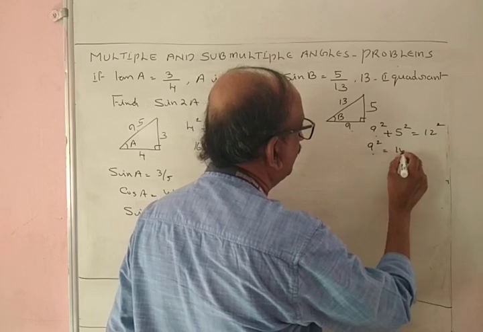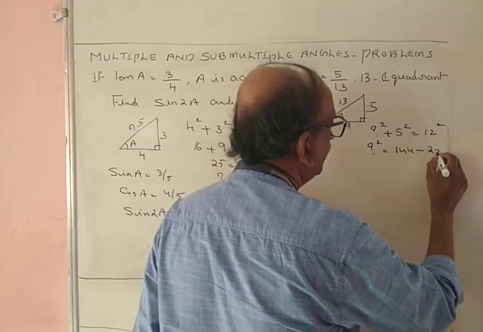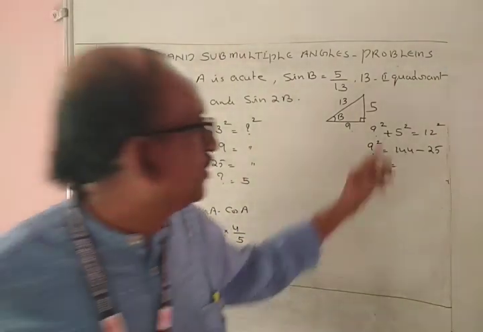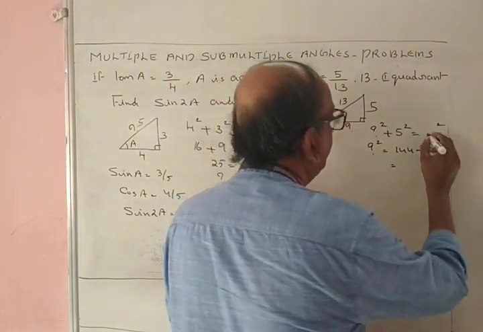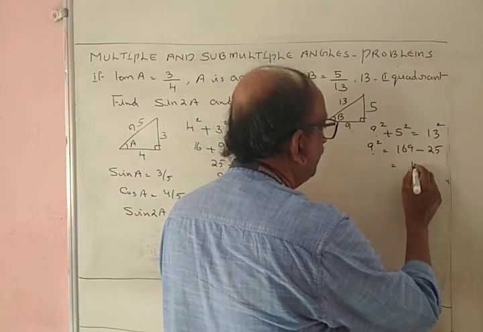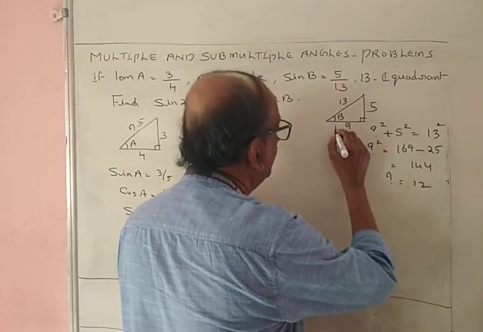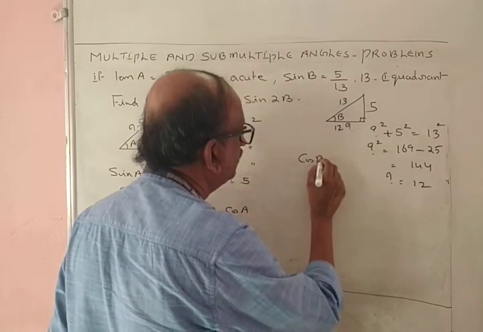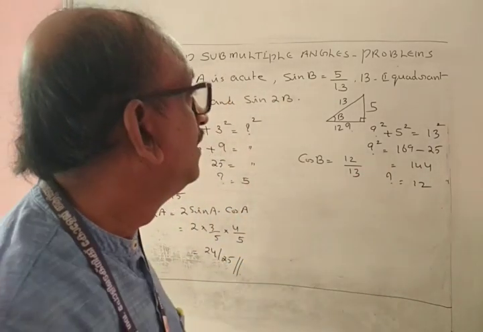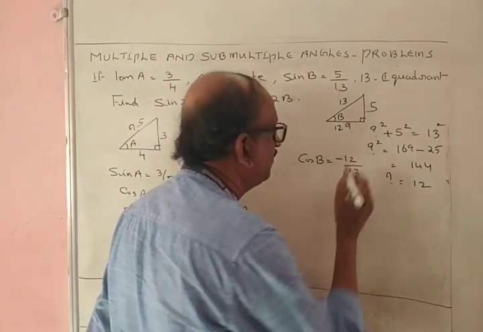Base square is equal to 13 square minus 5 square, transferring this 5 square to the right side. Sorry, 13 square, not 12 square. This is 13 square, this is 169. 169 minus 25 is 144. Therefore, adjacent side is 12. Therefore, cos B is equal to adjacent by hypotenuse. But the quadrant is second. In the second quadrant, the cos is negative. Therefore, minus 12 by 13.